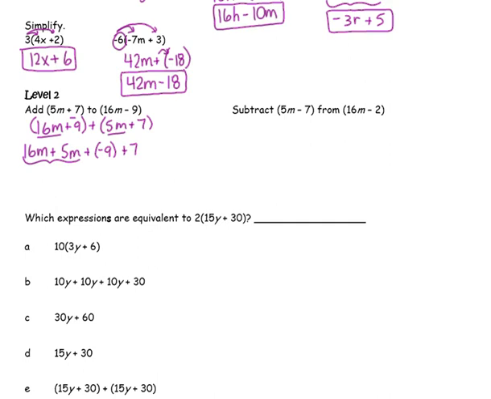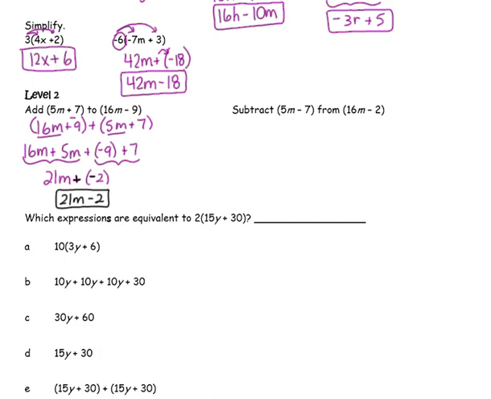Combine your like terms, that gives us 21m. Combine these constants and that gives us plus negative 2. You can rewrite plus a negative as subtraction, 21m minus 2. Either one of those answers would be acceptable.